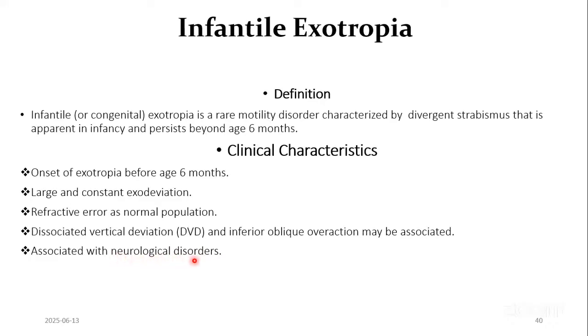So whenever you have a patient with infantile exotropia, you need to check the developmental milestones. If you have any doubt that the patient has delayed milestones or any neurological disorder, you need to refer the patient to a neurologist and do neuroimaging. But for infantile esotropia, usually the patient is neurologically normal. Okay?